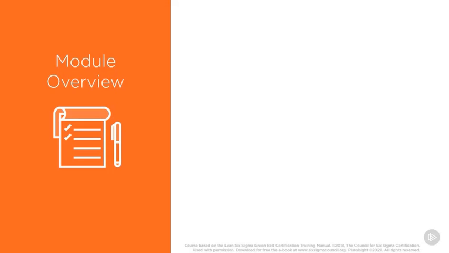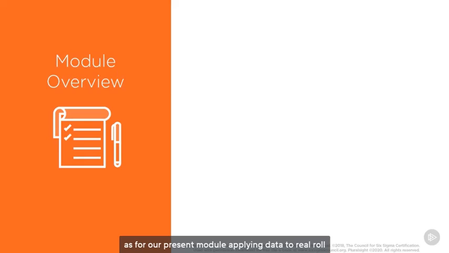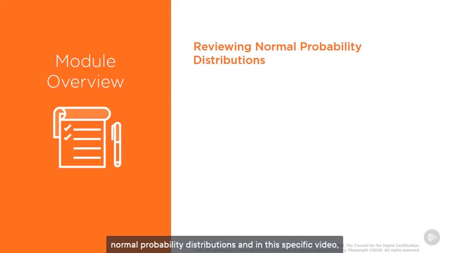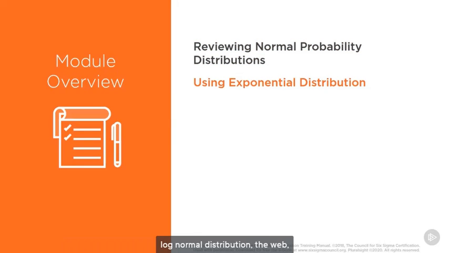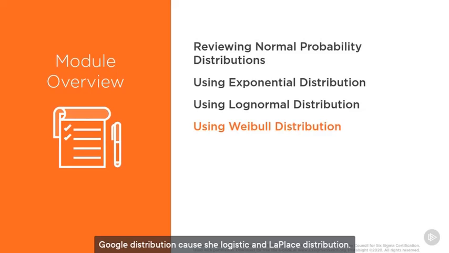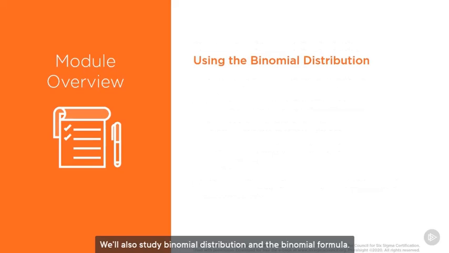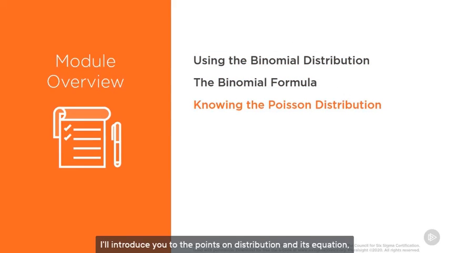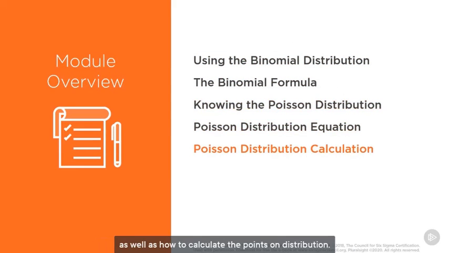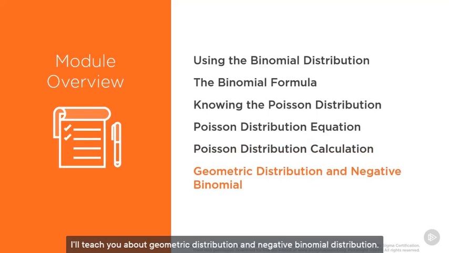Now, as for our present module, applying data to real-world situations, we'll study the following topics. Normal probability distributions, and in this specific video, I'll also talk more about what is in store for you in this course and review essential statistics concepts. I'll also teach you how to use exponential distribution, log-normal distribution, the Weibull distribution, Cauchy, logistic and Laplace distributions, uniform, beta, gamma, and triangular distributions, but that's not all. We'll also study binomial distribution and the binomial formula. I'll introduce you to the Poisson distribution and its equation, as well as how to calculate the Poisson distribution, and at last, I'll teach you about geometric distribution and negative binomial distribution.